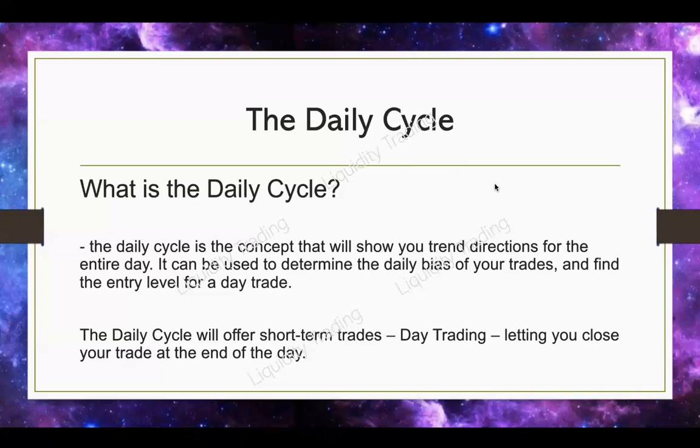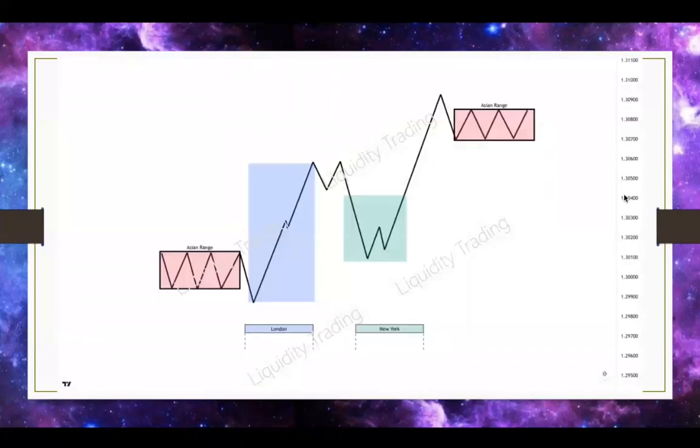Now the daily cycle is a technique that will offer us short-term trades only. This is not a technique for swing trading, long-term trading, position trading, or scalping. The daily cycle is specifically made for day trading. How the daily cycle would mostly look is opening a trade in New York Open and closing the trade at the end of the day. And this is the daily cycle.